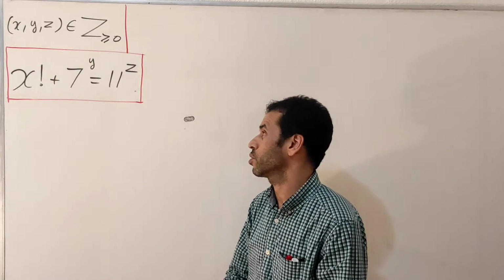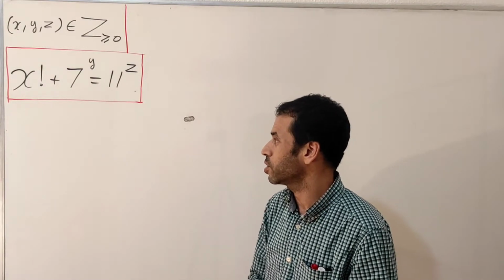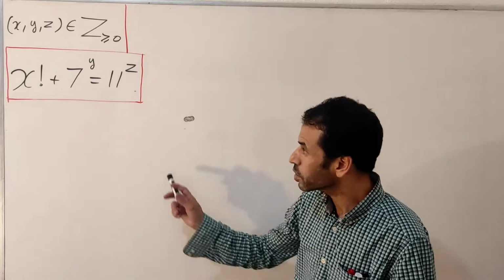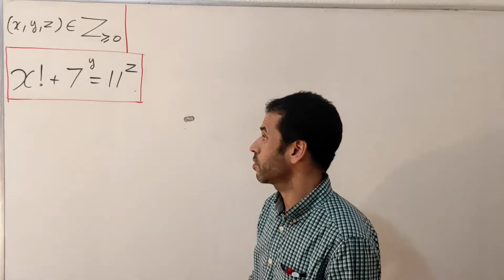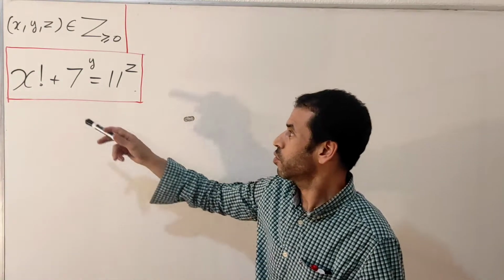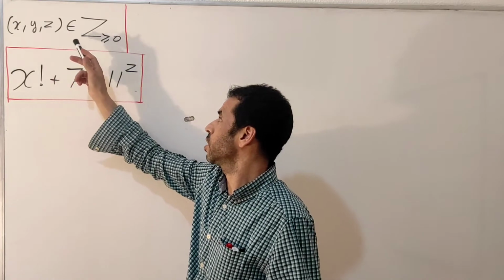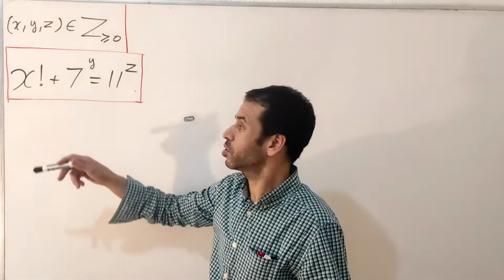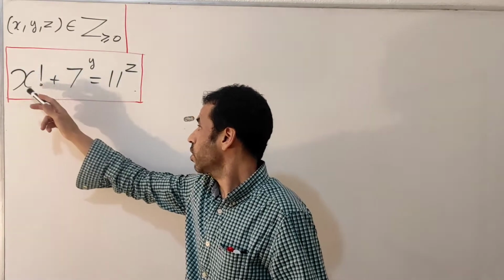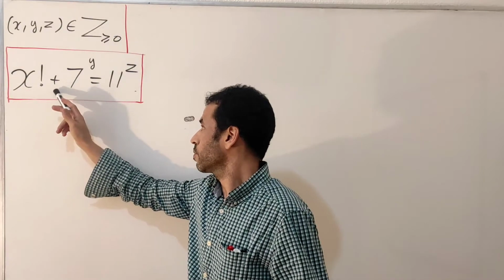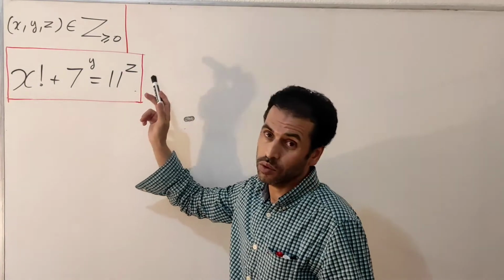In today's video, I have brought a nice problem regarding arithmetic and number theory. Here is the setup: for all x, y, and z non-negative integers, we have the following equation: x factorial plus 7 to the y equals 11 to the z.